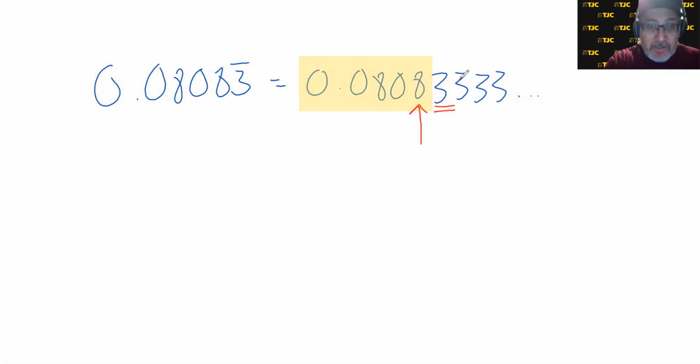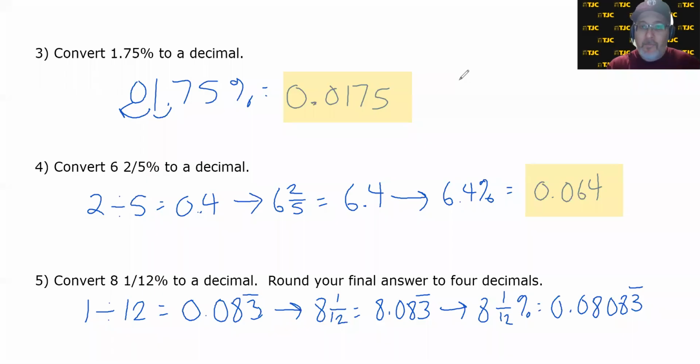In this case, the 3 is less than 5, so our decimal approximation is 0.0808, and that would be our final answer. But if that double underlined 3 were 5 or 6 or 7 or 8 or 9, then the digit to the left of it, the 8 that the red arrow is pointing to, would go up to the next number. It would go up to 9. So our final answer to this question would be 0.0808.